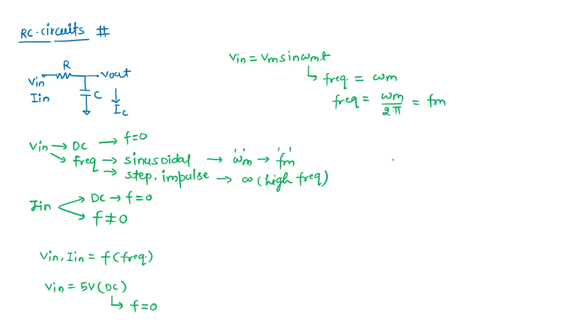Any other signal, let's say v in equal to 5 u of t, has infinite, or very high, frequency, because the signal is changing its position in time from 1 to 0. So the common thing I am observing is the frequency.